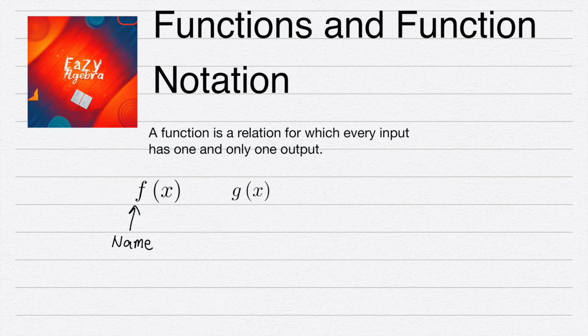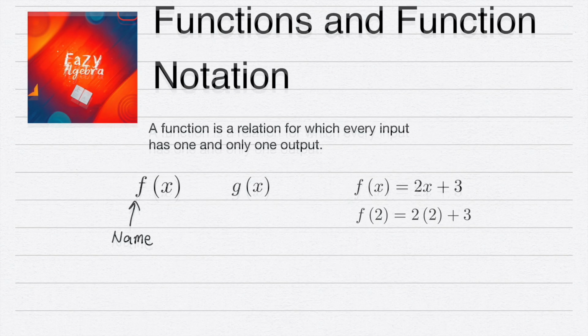Then we have the function rule. So here we said f of x is equal to 2x plus 3. This is a function rule. It tells us whatever input we have here, to find our output, we plug it in here and simplify. So let's go ahead and pick some numbers and get some input and outputs. We would have f of 2 is equal to 2 times 2 plus 3. And we work that out. 2 times 2 is 4, plus 3 is 7. So f of 2 is 7.